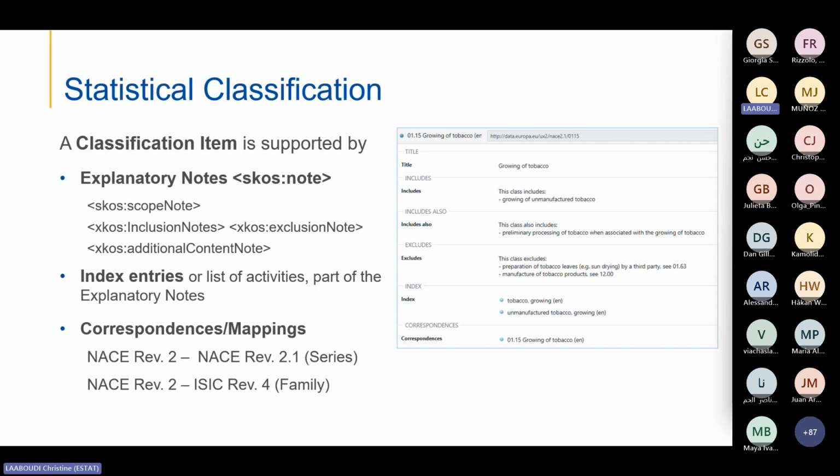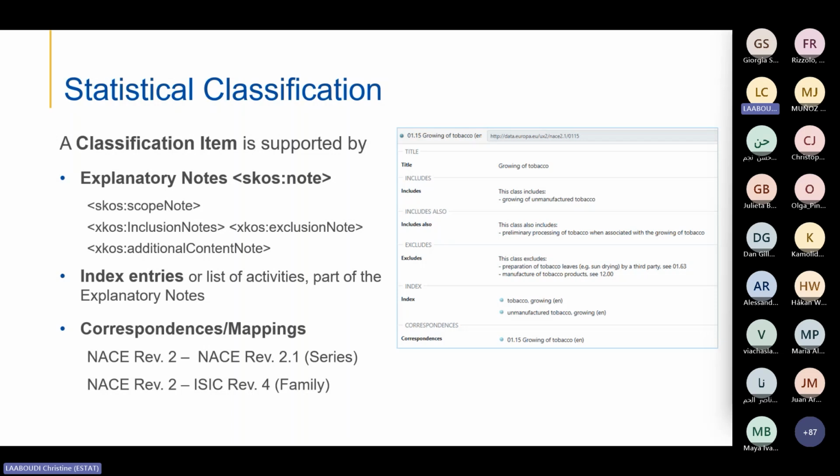Then the classification items are also supported by additional information. We have the explanatory note, and that's one of the reasons why an extension of XKOS was really required, because in SKOS we have the scope note, which is a generic note. But for statistical classification, we need to define an inclusion note, an exclusion note, an additional content note, for instance. So this is only possible with XKOS. And we also have the index entries linked to the classification item, and the mapping.